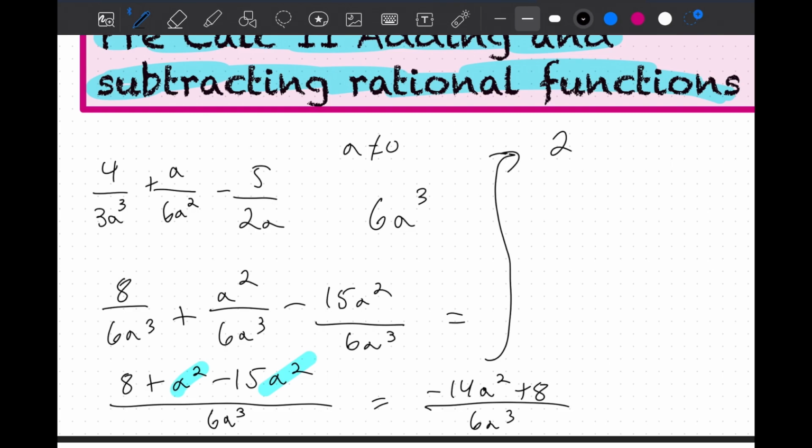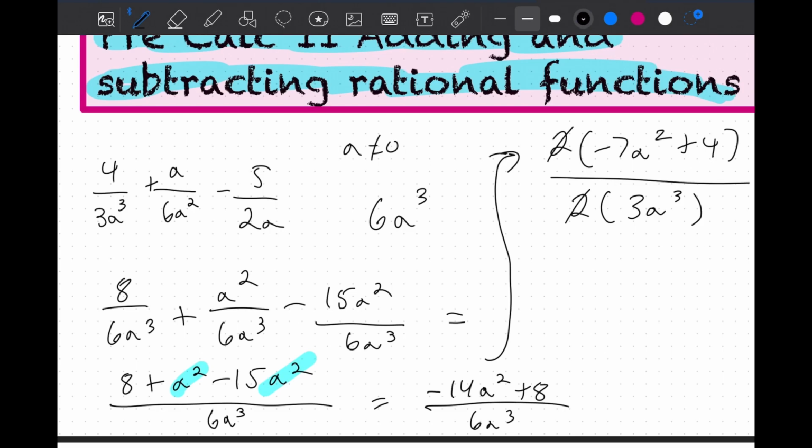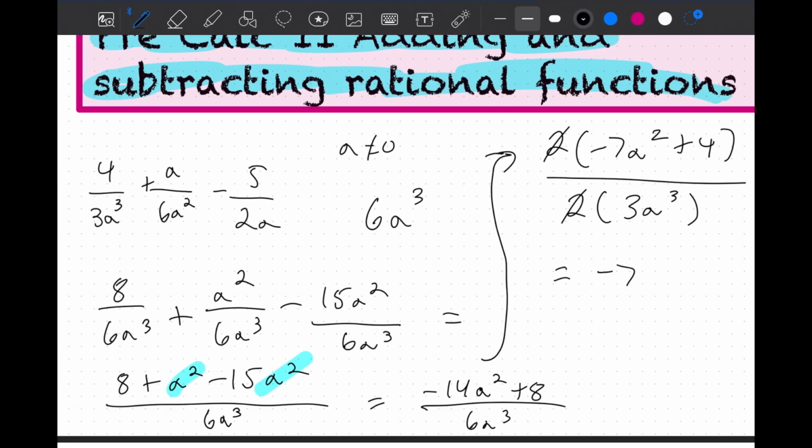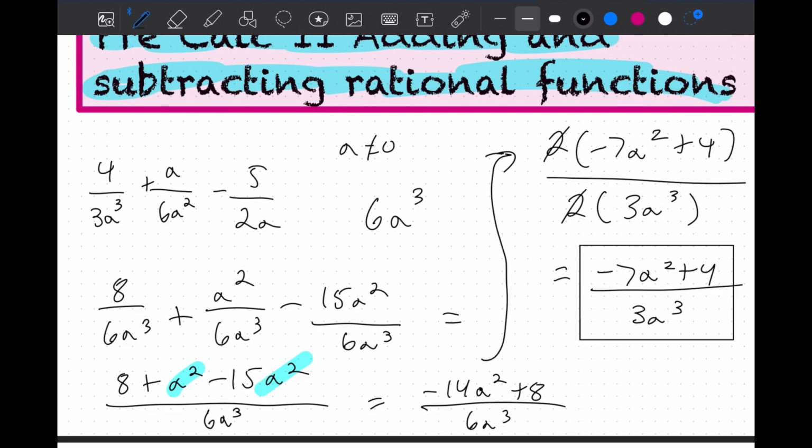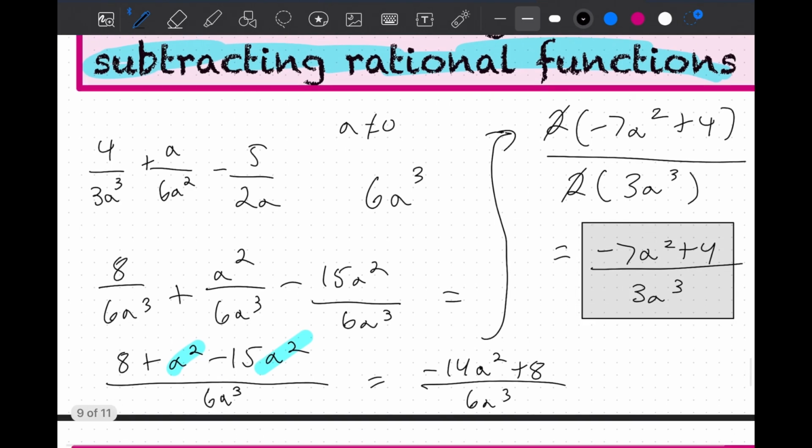We can factor out a 2 from both the numerator and the denominator. So we'd have minus 7a squared plus 4 all over, take out a 2, and it would be 3a to the 3. So that would leave us with minus 7a squared plus 4 all over 3a to the 3. Nice.